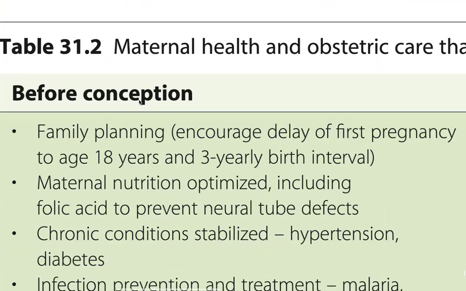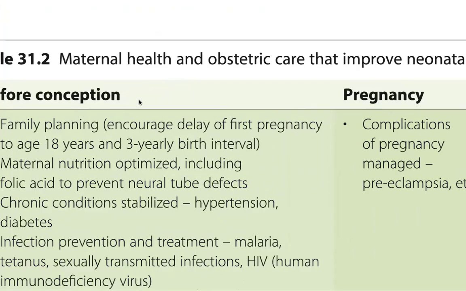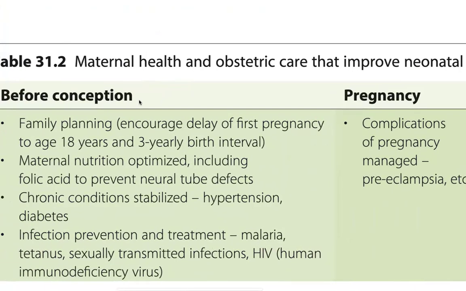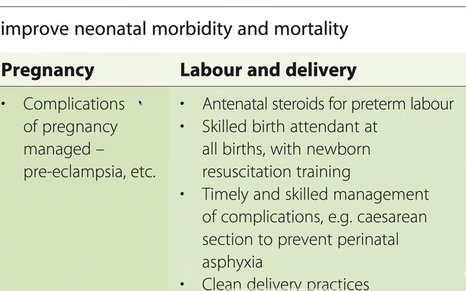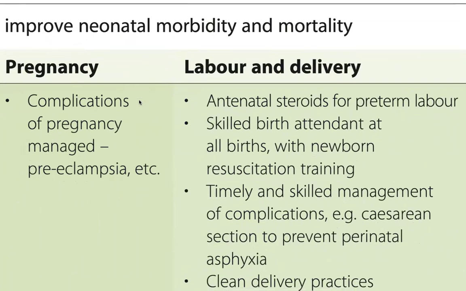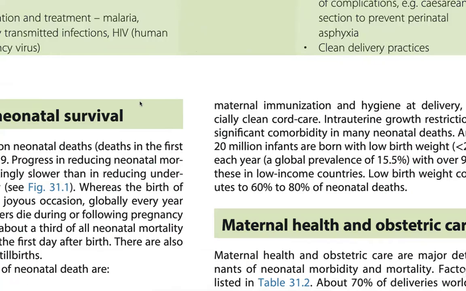Maternal health before conception: family planning encourages delay of first pregnancy to age 18 years and a 3-year birth interval. Maternal nutrition optimized, including folic acid to prevent neural tube defects, chronic conditions stabilized, such as diabetes, infection prevention and treatment: malaria, tetanus, STIs, and HIV. Complications of pregnancy managed, such as preeclampsia, preterm labor with antenatal steroids, skilled birth attendant at all births with neonatal resuscitation training, and timely and skilled management of complications, including caesarean section, treatment of neonatal asphyxia, and safe delivery practices.